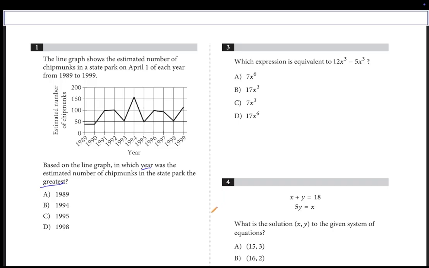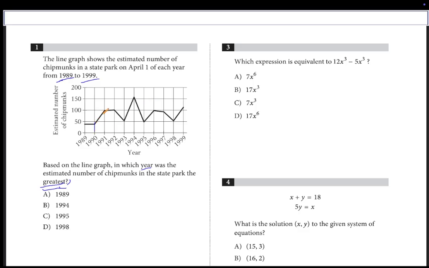Here we have question number 1. Let's solve it together. The question states, the line graph shows the estimated number of chipmunks in a state park on April 1st of each year from 1989 to 1999. Based on the line graph, which year was the estimated number of chipmunks in a state park the greatest? Based on this word, the greatest, we know we're going to have to look for the point on the graph that is the highest.